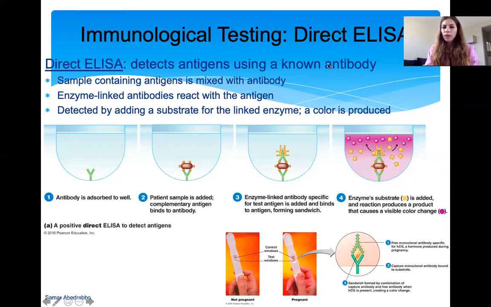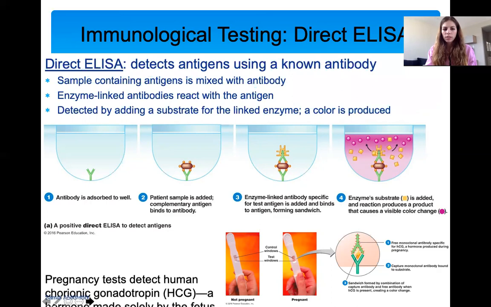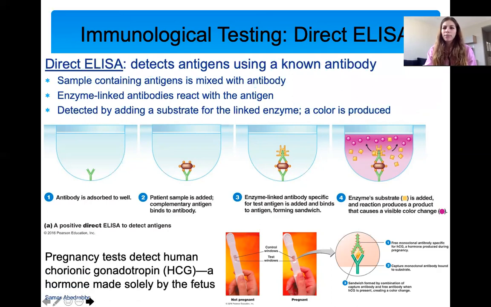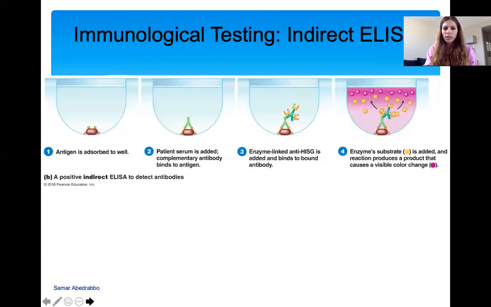So that's a direct ELISA. It detects antigens using the known antibody, and whenever the antigen binds the antibody, such as the pregnancy hormone HCG binding the HCG antibody, you get a color change. And remember, with ELISAs, you add another antibody with an enzyme on it that catalyzes a color change. So pregnancy tests are an example of a direct ELISA reaction.